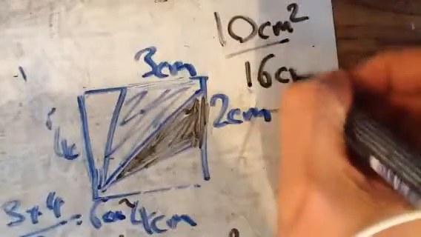Okay. So now we need to work out the area of all of it. Okay, 4 times 4 is 16. So it's 10 centimetres squared out of 16 centimetres squared.